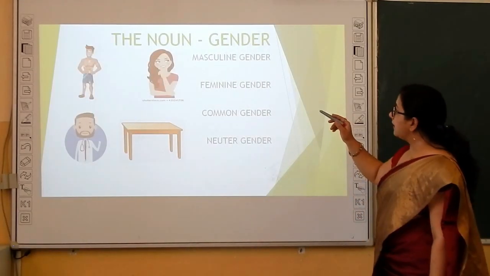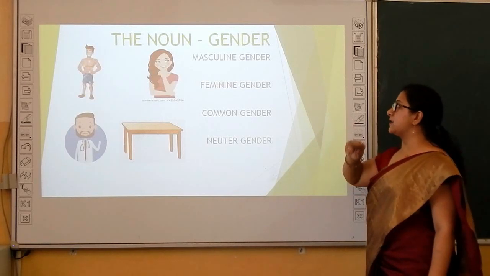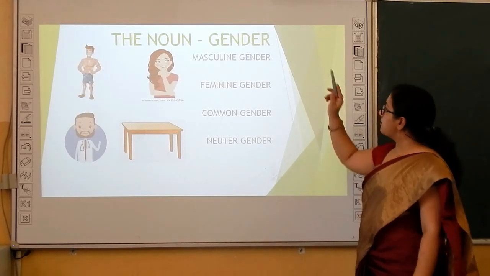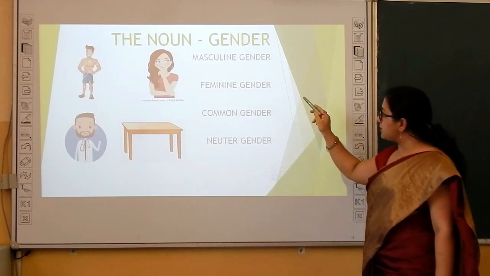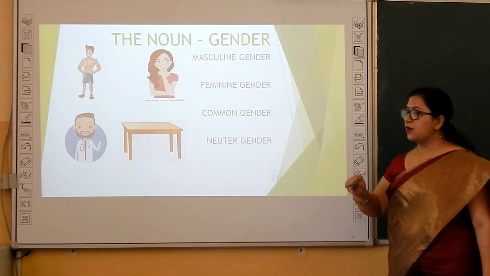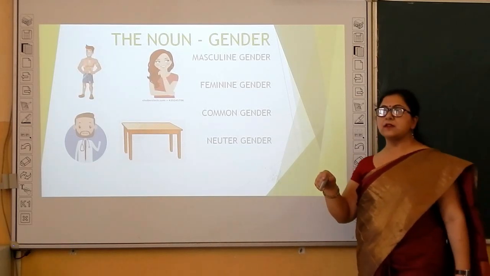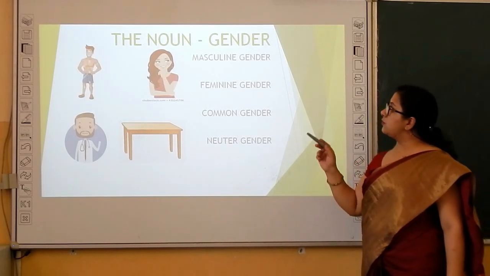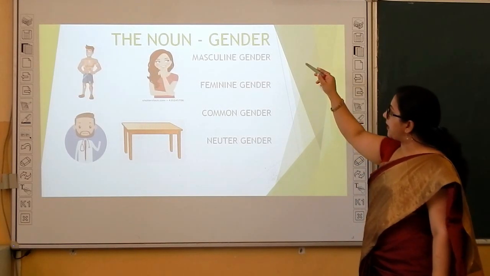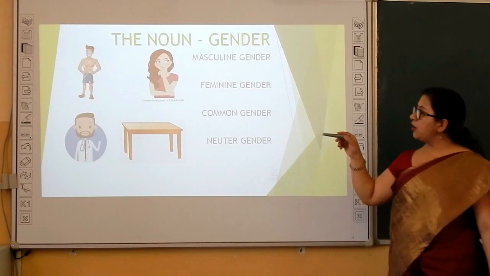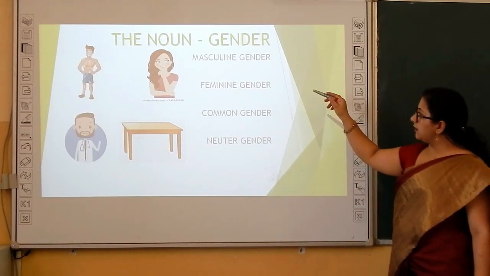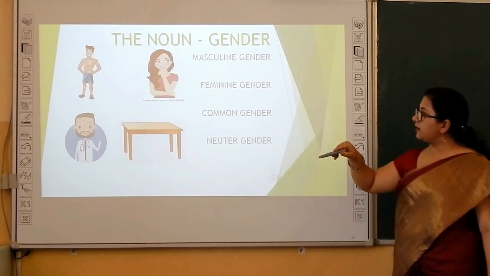The next thing in the noun section is gender. In English language, there are four genders: masculine gender, feminine gender, common gender, and neuter gender. All the things and persons belonging to the male family are in the category of masculine gender. All that belong to the female category are in the category of feminine gender.